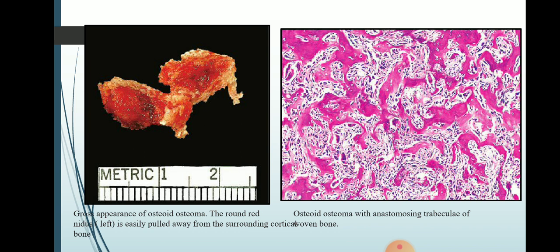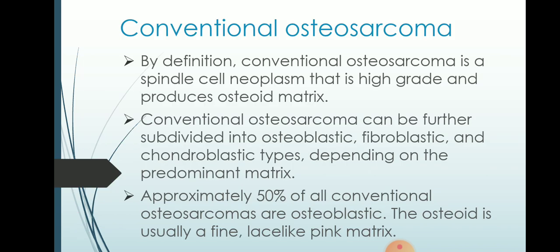This is the gross image, in which we can see a round red nidus which is easily pulled from surrounding bone, and in another image we can see anastomosing trabeculae of bone. Conventional osteosarcoma. By definition, conventional osteosarcoma is a spindle cell neoplasm that is high grade and produces osteoid matrix. Conventional osteosarcoma can be further subdivided into osteoblastic, fibroblastic, and chondroblastic types.